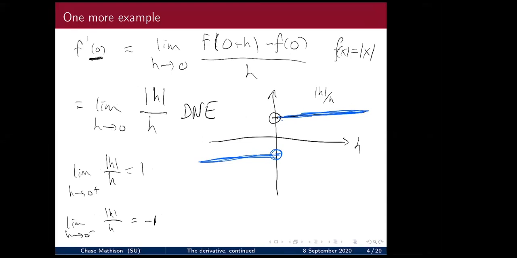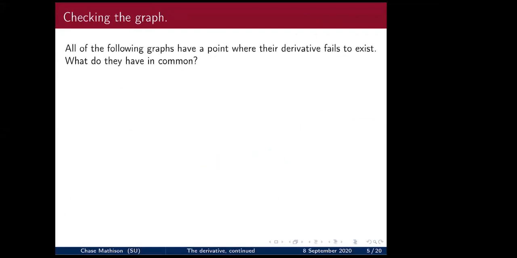So all that was to show that f prime of 0 does not exist. It's not defined because that limit defining the derivative fails to exist there. Is everybody okay with that? Cool. All right, checking the graph.